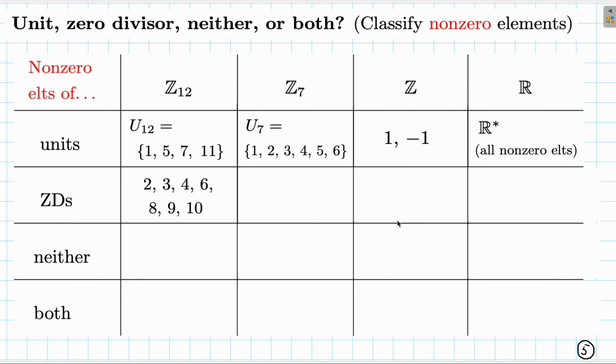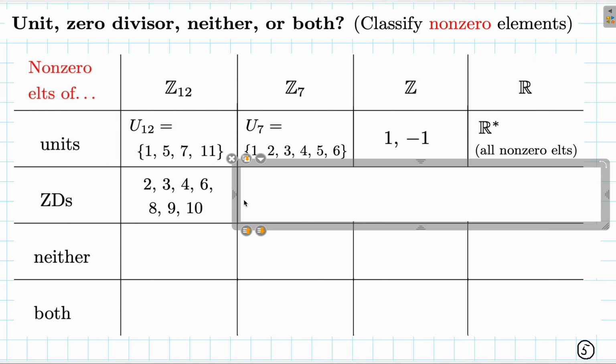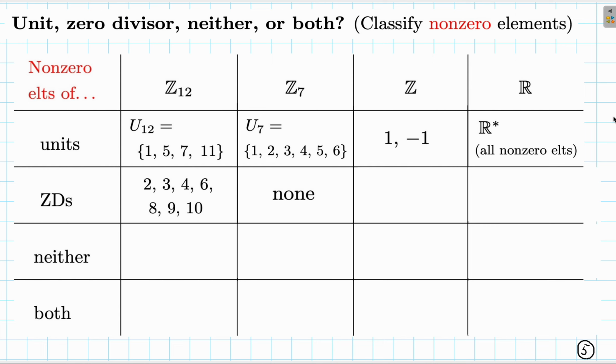And what about Z7? Is there a pair of elements A and B in Z7, both non-zero, that multiply together to be 0? The answer is no. You know, zero divisors are kind of strange elements, and there are no such elements in Z7, and likewise, no zero divisors in Z, nor in the reals R.